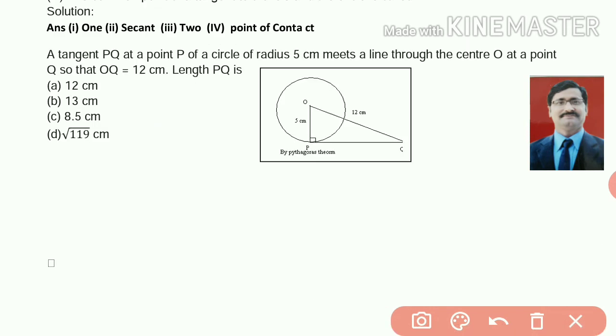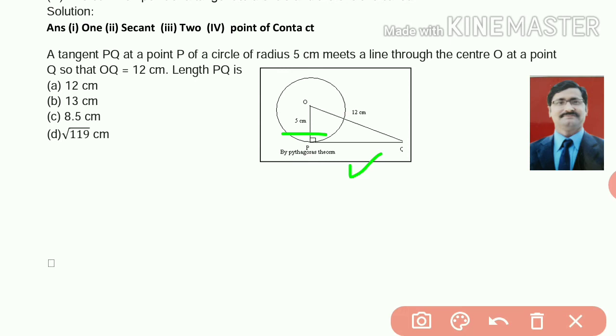Now the next question. PQ is a tangent at point P of a circle of radius 5 cm, and it meets a line through the center O at the point Q, so that OQ is 12 cm. Find the length PQ. PQ you have to find.